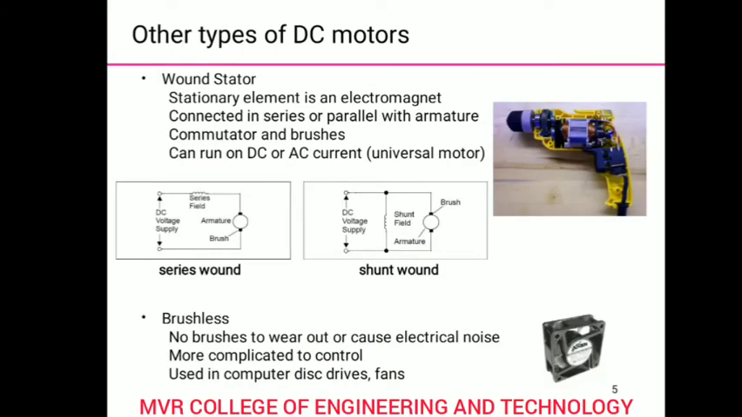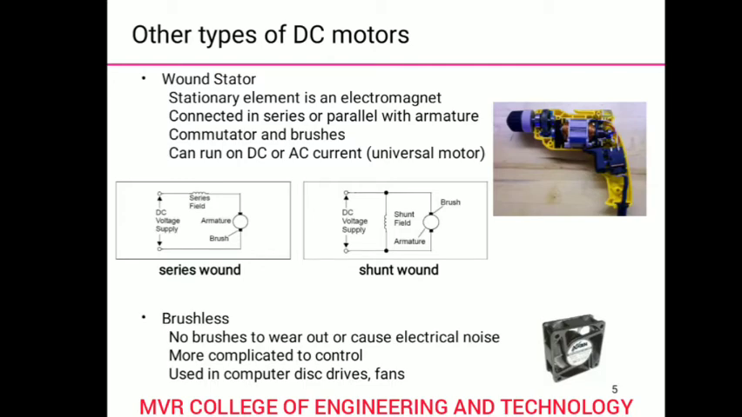So there are other types of motors related to the PMDC motor. One is the wound stator, where the stationary element is an electromagnet. You can see this in DC motors. You know all about the different types of DC motors: shunt motor and series motor. So DC shunt motor, DC series motor, and DC compound motor. Again, compound has two types: cumulative and differential. So long shunt and short shunt.